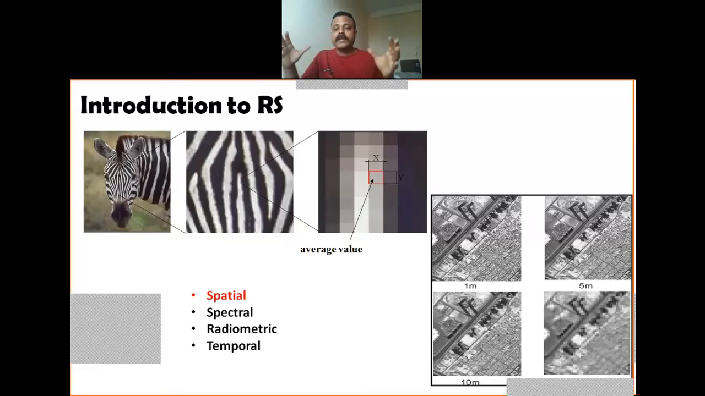Okay, so if we design our sensors in such a way that we are able to receive this energy from a smaller area, maybe 5 meter by 5 meter, then we will notice some changes in our complete picture or complete image. What are these changes? Okay, look at the right hand side of this image.